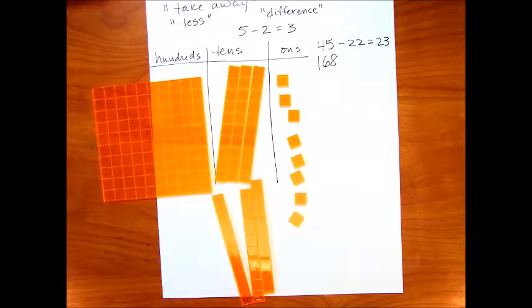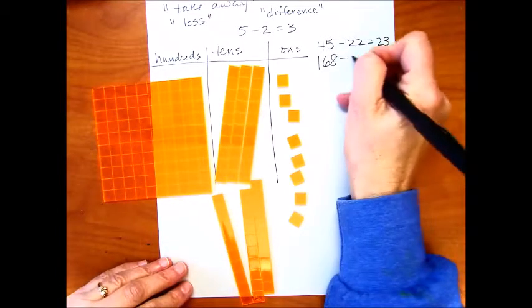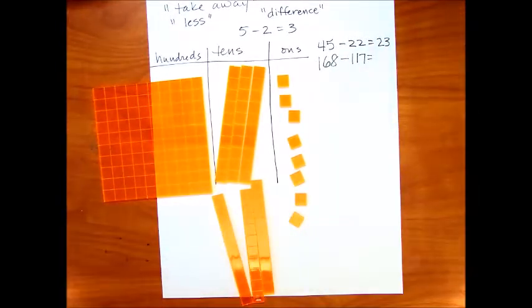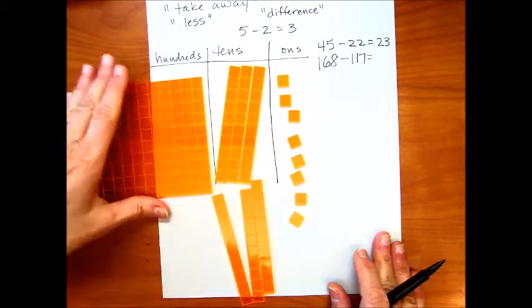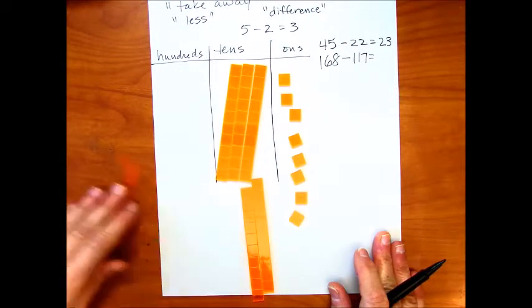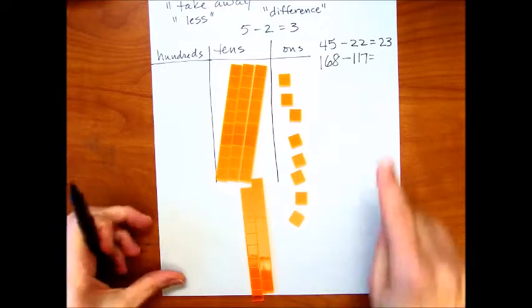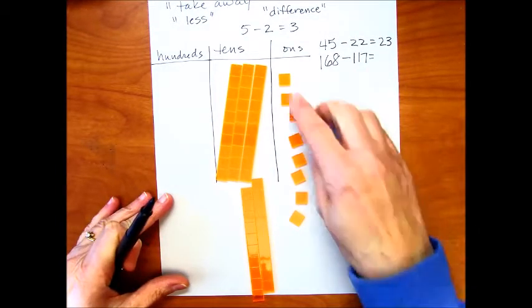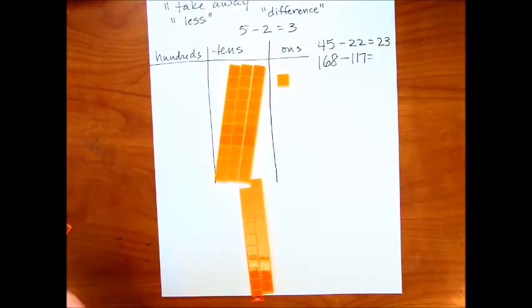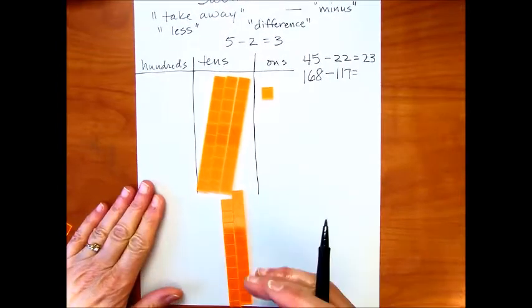Now say I want to take away 117, or I want to subtract 117 from 168. I want to know what the difference is between the two numbers. So subtraction means I'm taking away. I'm going to take away 100. I'm going to take away 10, and I'm going to take away 7 ones. What's left is the difference.